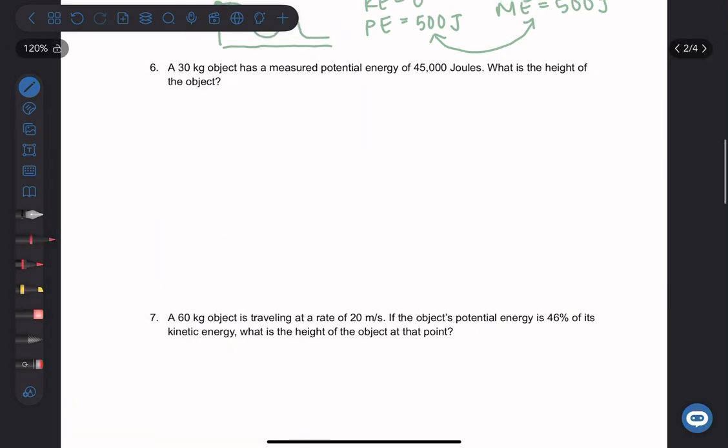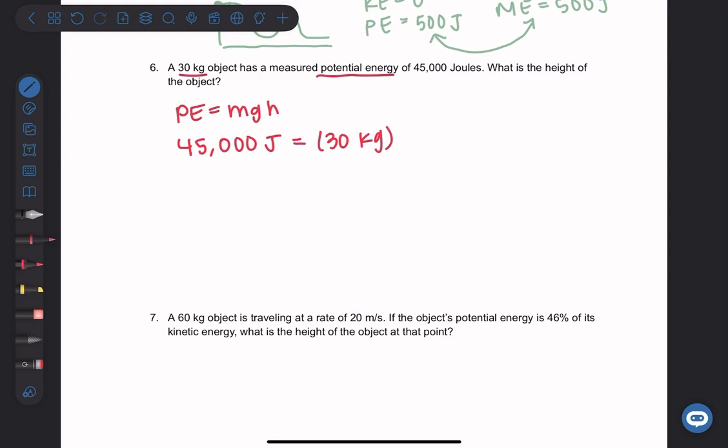Okay. A 30 kilogram object has a measured potential energy of 45,000 joules. What is the height of the object? Okay, so we have potential energy, so that means we're going to use that equation. The potential energy is 45,000 joules. The mass is 30 kilograms. G is gravity, 9.81 meters per second squared. And we want to find the height.